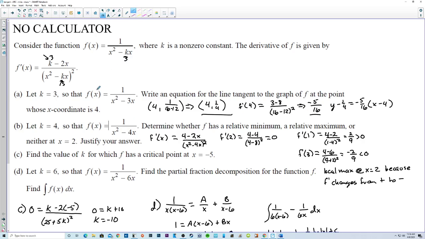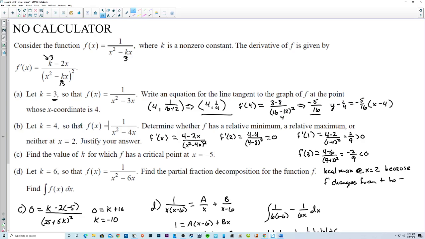So we have the k's. The k is 3, remember, and the x is 4 now, so 16 minus 12, right? So the point is 4, 1/4. If we put in 4 for x, we get 3 minus 8 up there, and 16 minus 12 again. So that is 4 squared, that's 16, that's negative 5. So y minus 1/4 equals negative 5/16 times x minus 4.